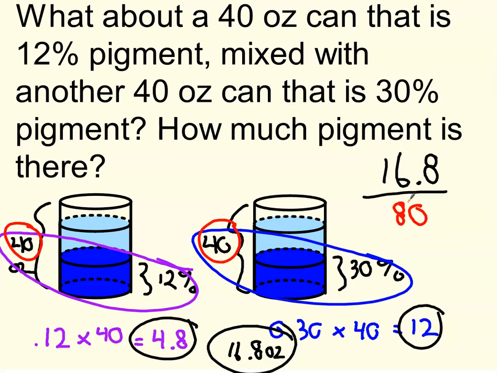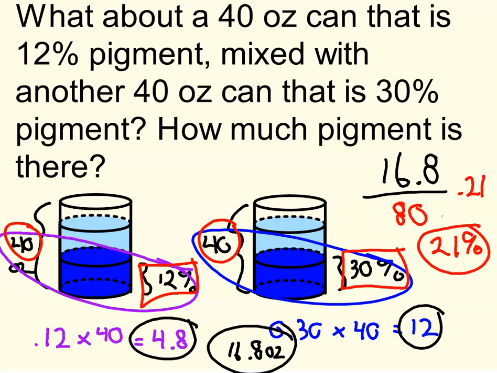So we have 16.8 ounces of pigment out of 80 ounces total. And if I recalculate that, I get 0.21 or 21%. Okay, I paused there for a minute and thought that can't be right because I knew one of them was 12, the other one was 30. The mixture has to be somewhere in between there because the lower concentration is going to dilute the higher concentration, and the higher concentration is going to strengthen the lower concentration. So I knew it had to be somewhere between 12 and 30, and so when I got 42, I paused. That's what that pause was about.